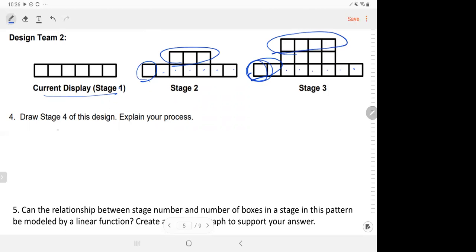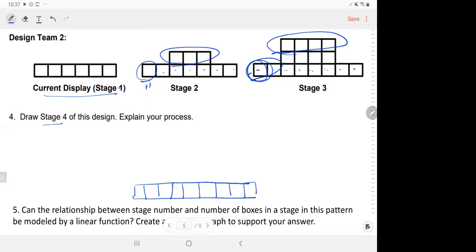So for stage 4 of this, let's draw first on the bottom. So for stage 2, I added one here, and for stage 3, I added one here. So in stage 3, I have 1, 2, 3, 4, 5, 6, 7, 8. So for stage 4, I'm going to have 9. And then for stage 2, I added 3 in the middle. And then for stage 4, I added 2 rows of 4. So for stage 5, I'm going to add 2 rows of 5.